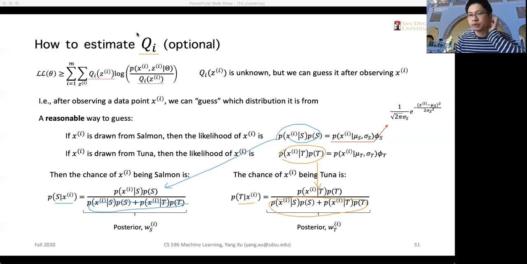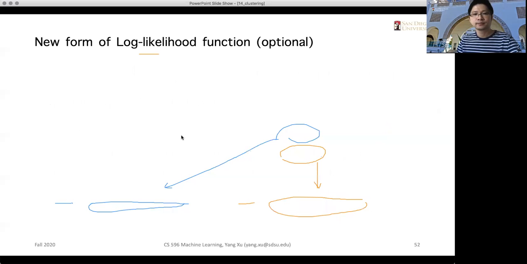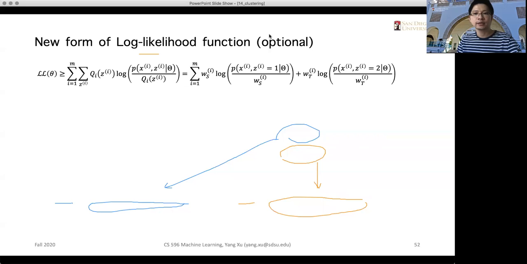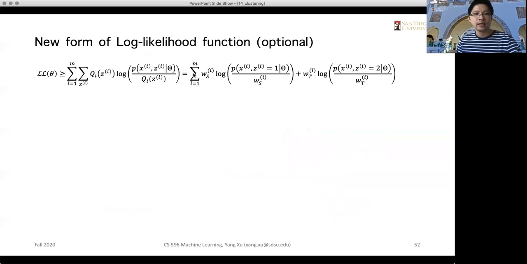Because Q is something that exists only in our concepts, but the posteriors are something we can observe from the actual data points. So now let's do the replacement. We are going to replace all the Qs here with the posteriors, WS, WS, WT, WT, right?